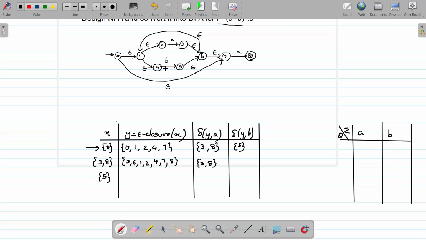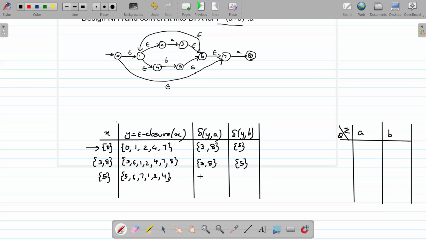Now, if you see here, B transition is from 4. So here 4 is included in the set of states. So we'll get a transition to 5, from 4 to 5. Now epsilon closure of 5. So start with the state 5. Then we can go to 6. Yes. We can go to 7. Yes. We can go to 1. Yes. We can go to 2. Yes. We can go to 4. Yes. 7 already we have reached. We cannot go to 8. So these are the states: 5, 6, 7, 1, 2, 4.